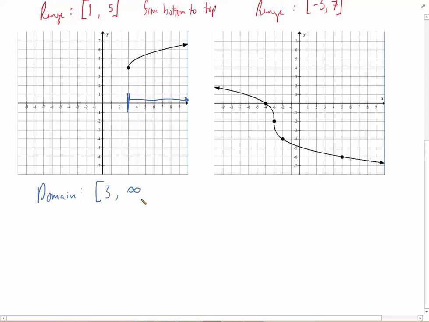Now recall, whenever we write an infinity with interval notation, it always has a parenthesis next to it. Similarly, for the range, the minimum y value that I see is 4, and I can get any y value higher than that as an output. So the range for this function is from 4 to infinity.